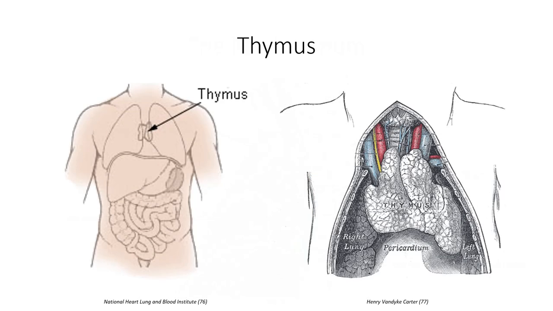The only organ of interest in the anterior mediastinum is the thymus. In young children, this plays a role in the development of T cells. But by the time an individual reaches their early 20s, the gland will have atrophied and will be converted to fatty tissue. In elderly individuals, there is very little of the gland remaining and it is difficult to differentiate from fatty tissue surrounding the heart.